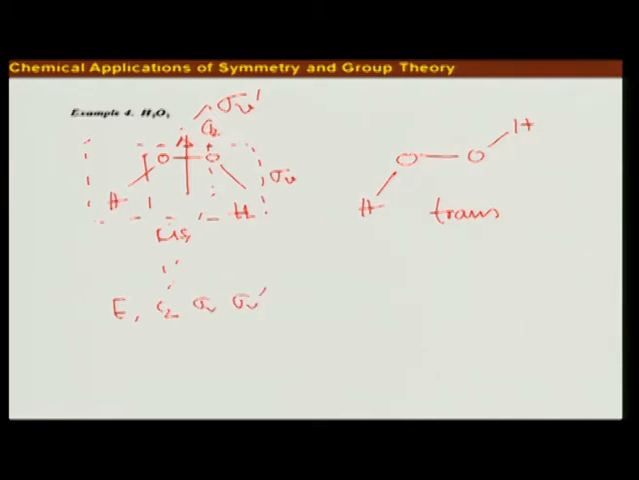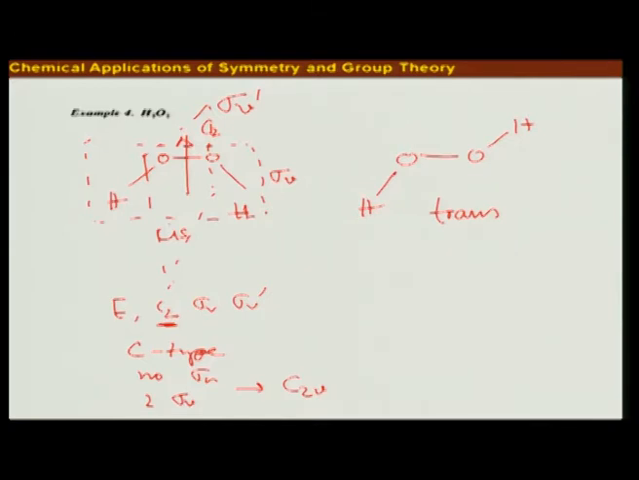So if I just follow the flowchart, I have C2, there is no S or I, no special type of group. So this belongs to the C type of point group because there are no perpendicular C2s with respect to this C2. There is no sigma H, but there are 2 sigma V's. So the molecule belongs to the C2V point group.